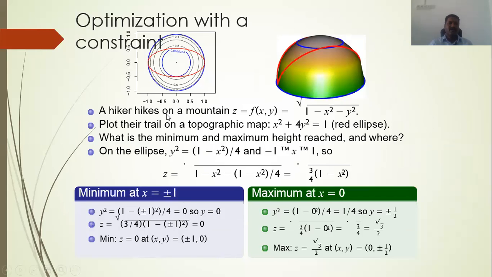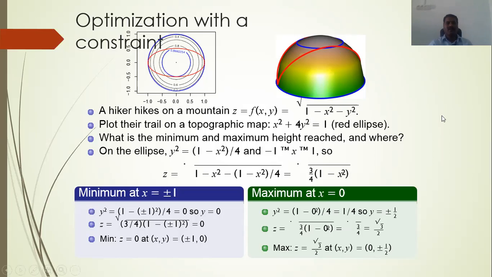A hiker hikes on a mountain. The mountain I can describe in a mathematical way, like a surface z equal to f of x, y, given by the root of 1 minus x square minus y square, meaning z square equal to 1 minus x square minus y square, meaning x square plus y square plus z square equal to 1, meaning it's like a semi-sphere sort of thing, right? And the path he goes on this mountain is this red path.